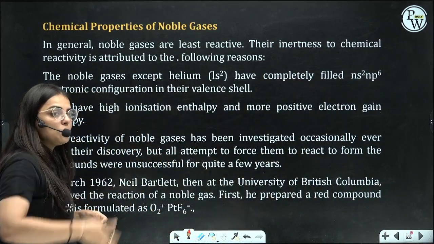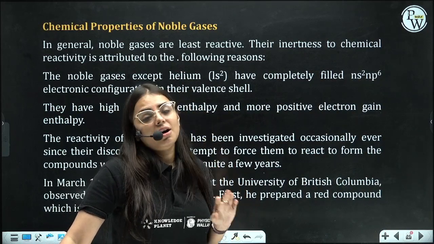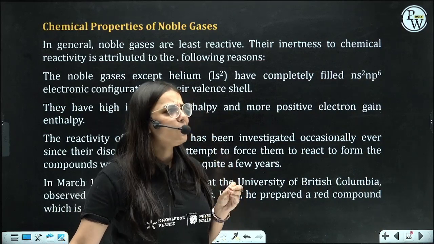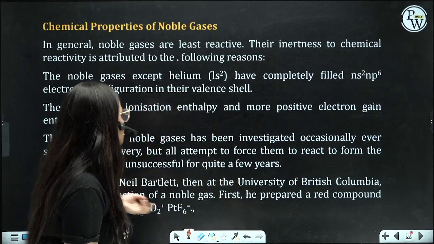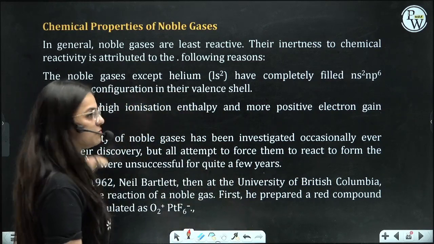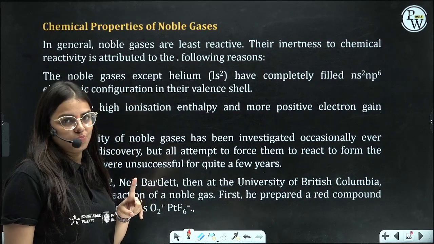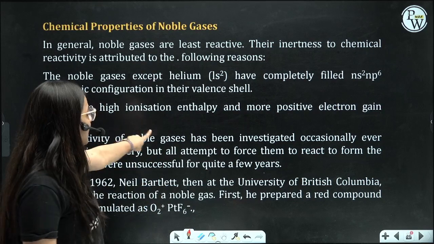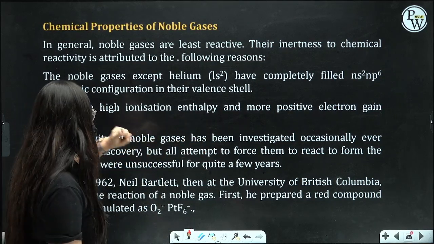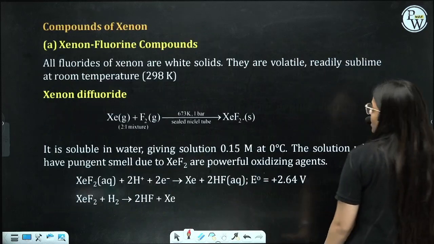When you move from top to bottom, the size will increase. Very simple part, the number of shells is increasing. So these are the key concepts that you should know as well, right? Noble gases except helium have a completely filled electronic configuration of ns2 np6, but helium has only ns2. High ionization enthalpy, more positive electron gain enthalpy over here, right? No need to read about it, no need to do that.